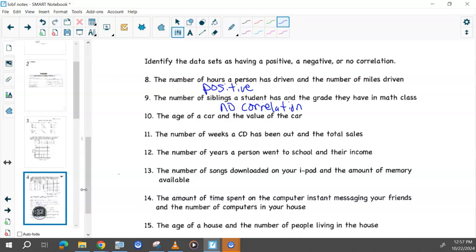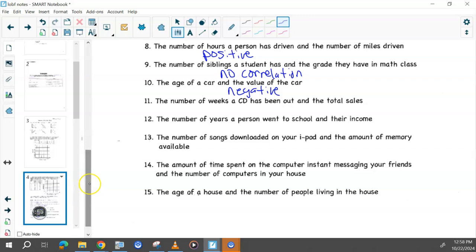The age of a car and the value of a car. Negative. Because usually they're both going down. Usually the older a car gets, the less it's worth. So negative, yes. We'll do one more. The number of years a person went to school and their income.